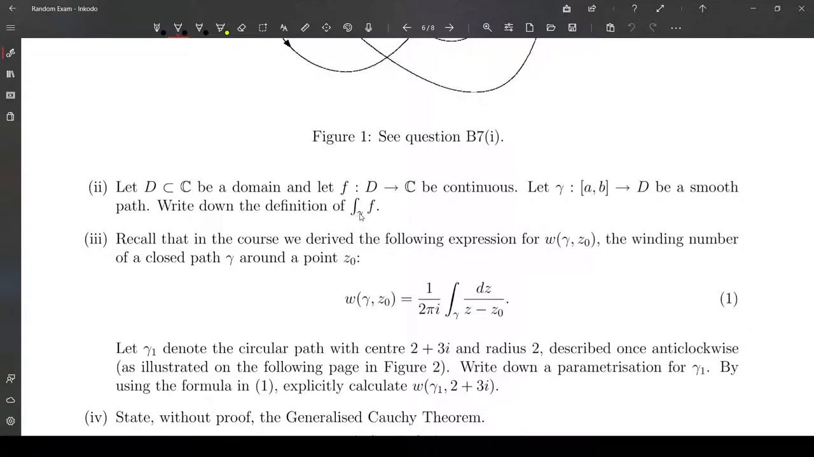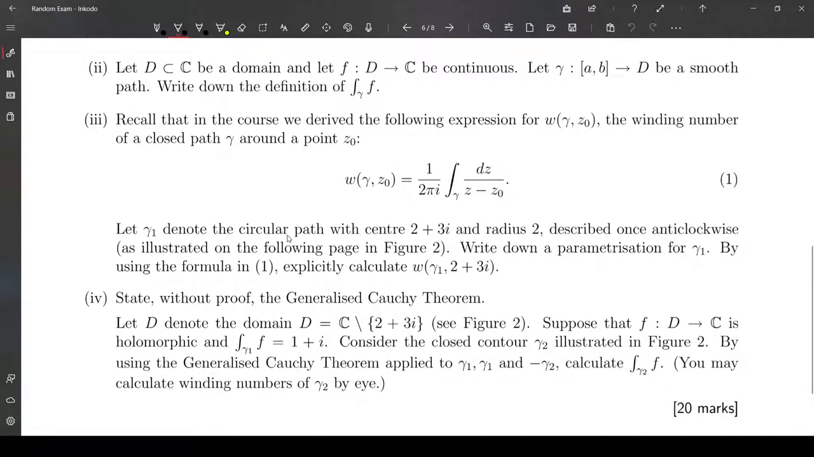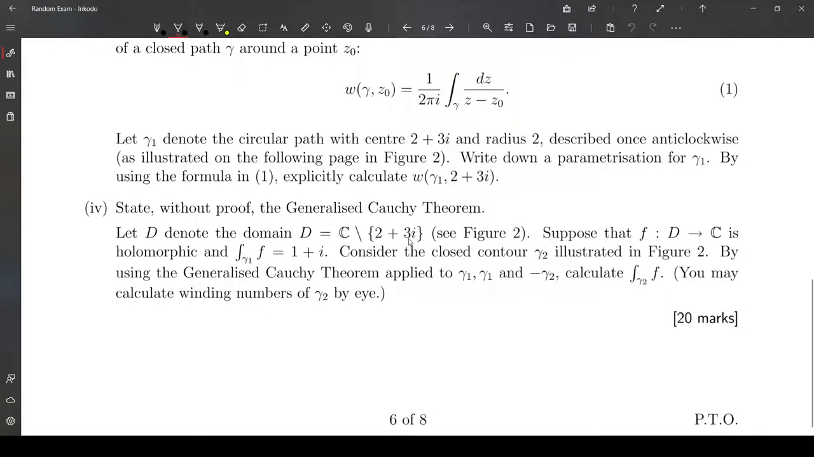Write down the definition of. Okay. Recall the course we derived the following expression for a winding number. Okay, I could do that. State without proof the generalized Cauchy. I don't know that off the top of my head.